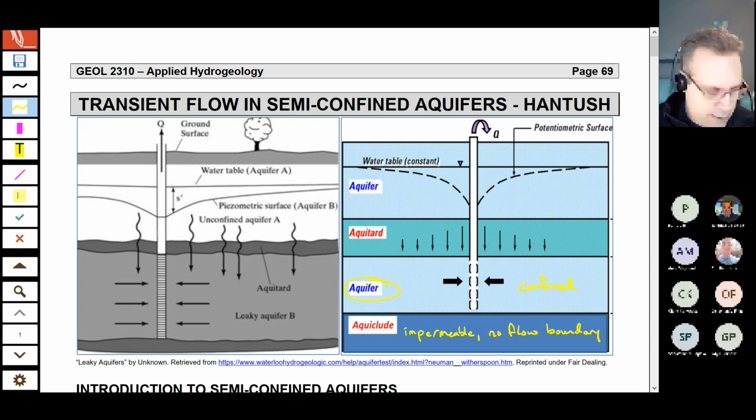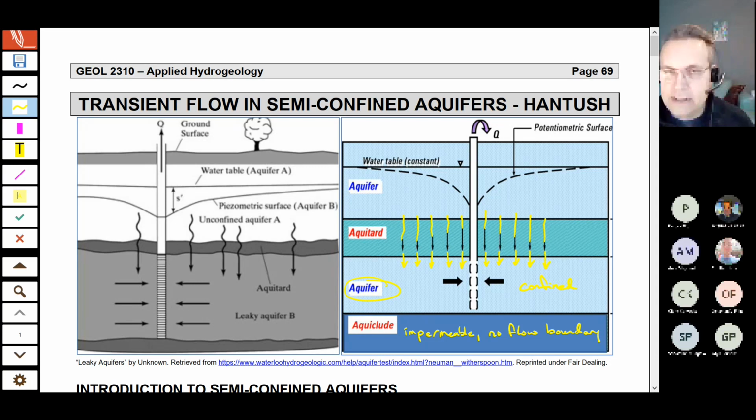So you'll notice that above, in the aquitard, we have these little arrows. If I extend these arrows, and they're extended on the picture to the left, what that is is groundwater seeping through the unconfined aquifer above, through the aquitard, and eventually making its way into the aquifer. So I'm just going to extend these arrows just a little bit.